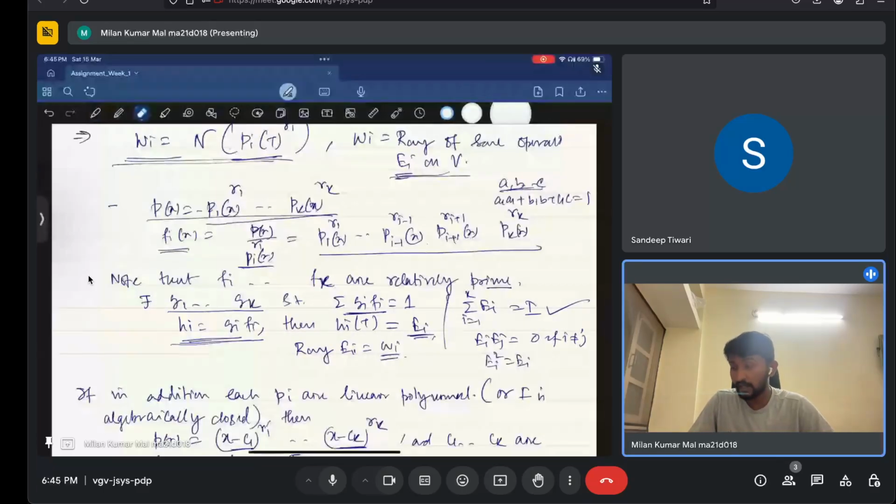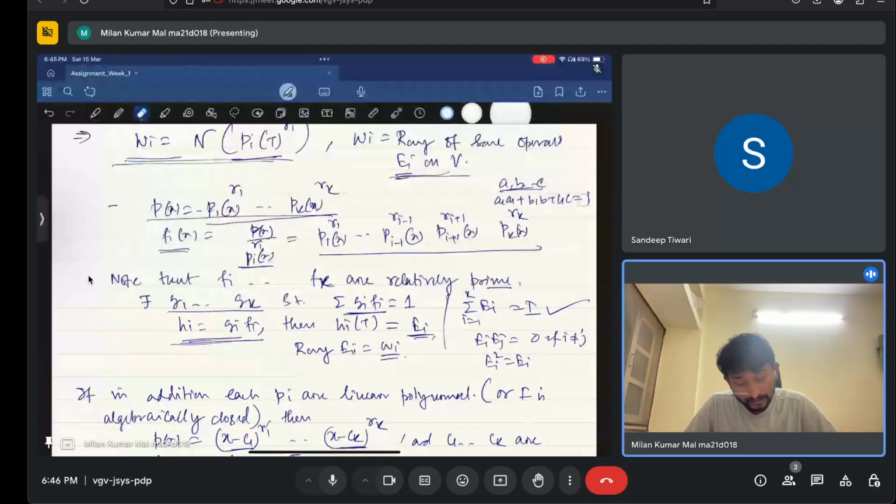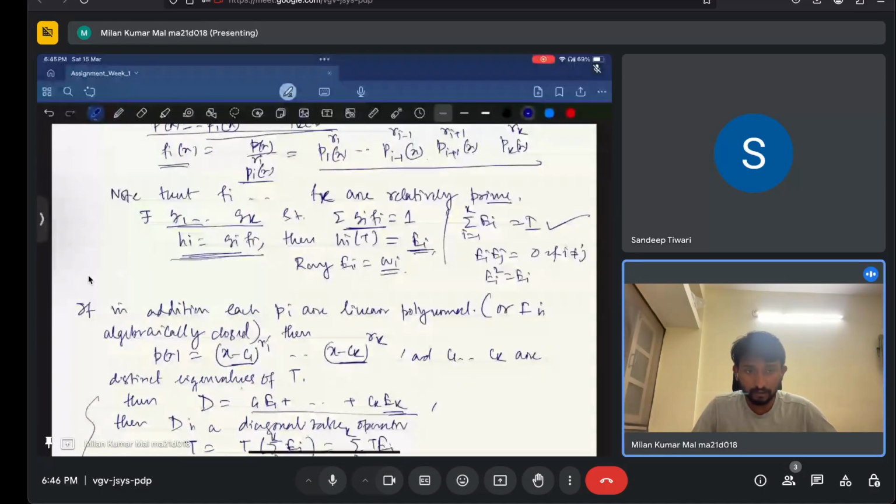But this gi needs to be found. That gi I am trying to find. There is also a formula for gi, that formula I'm trying to find. Once this gi is obtained, the summation of gi fi is 1. That is what I am taking. So if I take hi as gi fi, then ei will be hi. Then we have all these things: the summation of ei is identity, ei ej equals 0 whenever i is not equal to j, and ei squared equals ei. That means they are all projections.